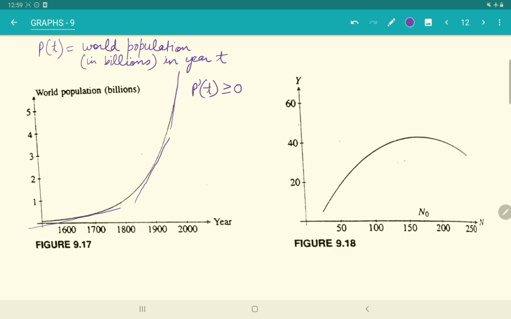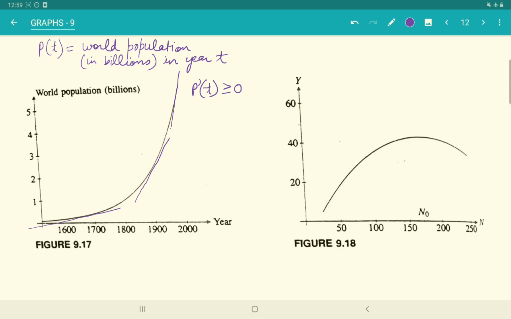What we see here is that the slope of the tangent to the graph of the function is increasing as we go on in time. In other words, the rate of increase of the function is increasing. Or in other words, we can say that p of t is increasing at an increasing rate. That just means the slope of the tangent to the graph is increasing as we go on in time.